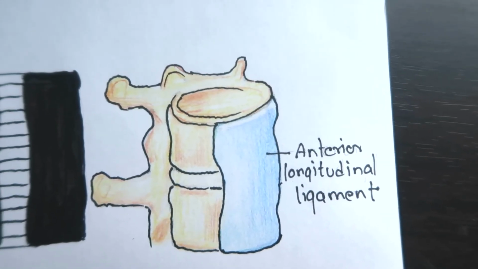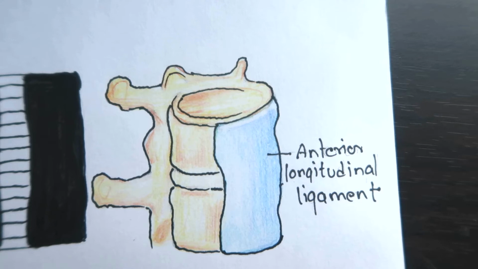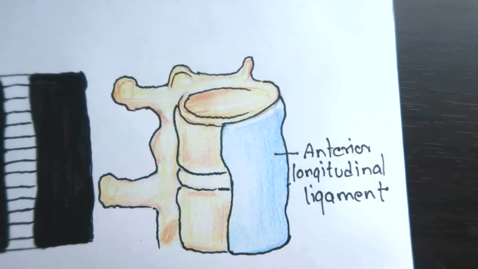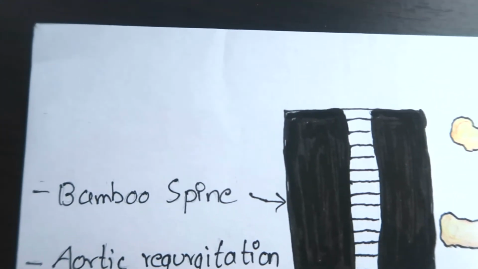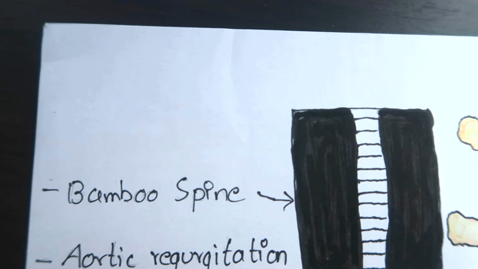Anterior longitudinal ligament is a ligament that runs down the anterior surface of the spine. It traverses all of the vertebral bodies and intervertebral discs. Ossification of the anterior longitudinal ligament results in the typical bamboo spine on the X-ray.